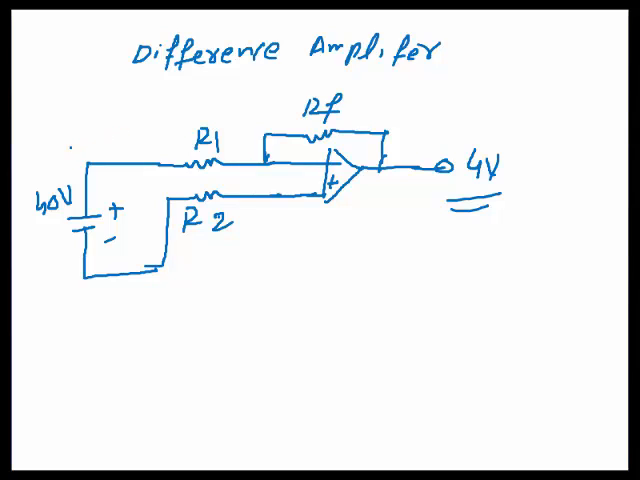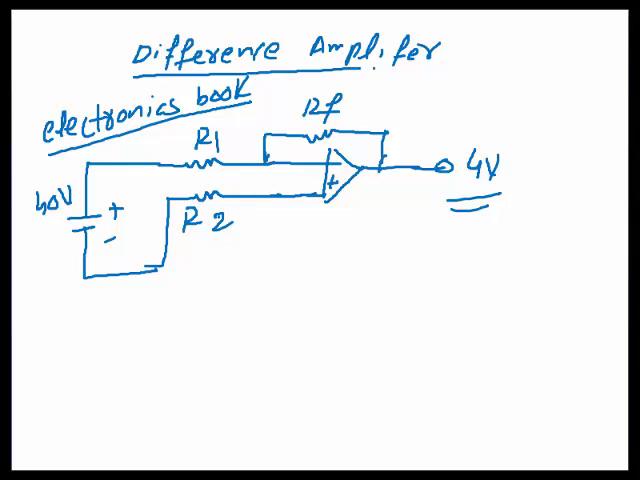I recommend you read about the difference amplifier from any electronics book, because it is beyond the scope of this video to discuss it in detail. I am just giving you a review of how a difference amplifier is used to step down DC voltage, and this output is given to the microcontroller ADC.